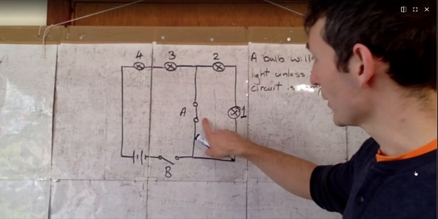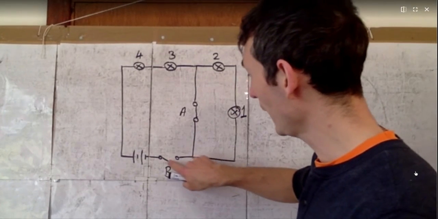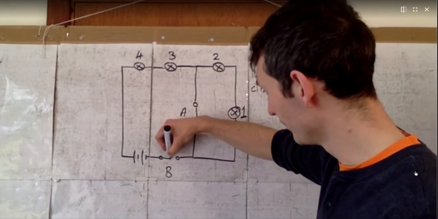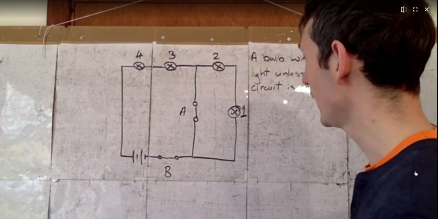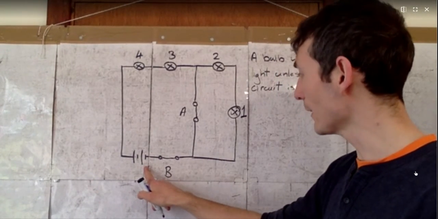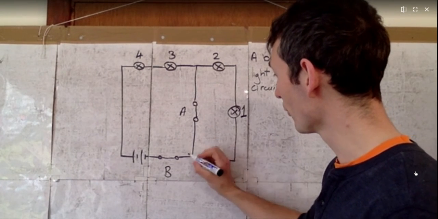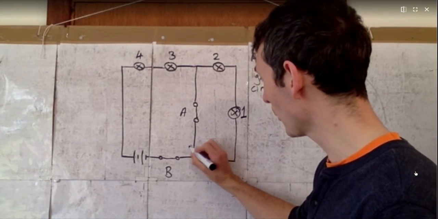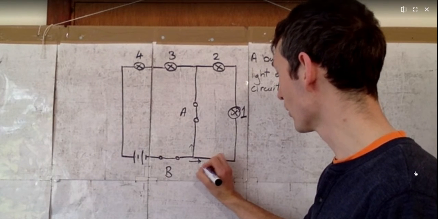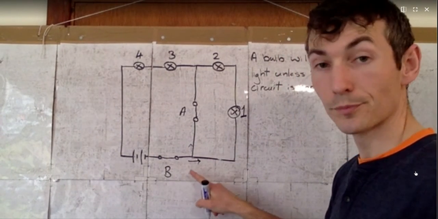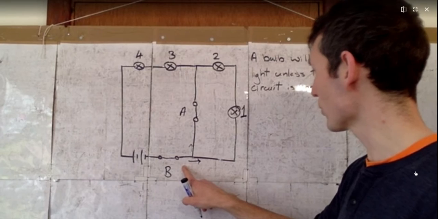Okay, A is closed here. That's a connection. And now we're closing B. Now the electricity can flow from this end of the battery, and this is a junction here. The electricity can flow up that way and go that way. So let's go this direction first.